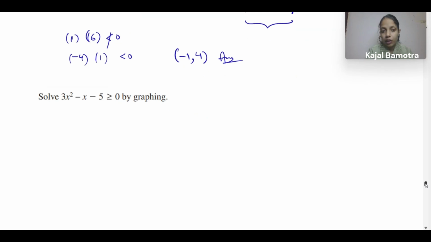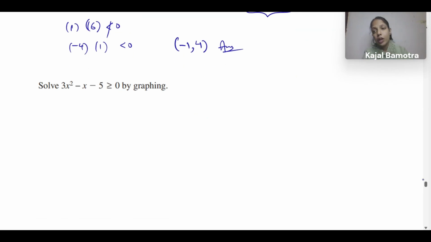Next, solve this by graphing. Solve by graphing means we have to draw the graph and then solve it. All the questions we did before had a coefficient of x that was 1 or negative 1. But here the coefficient is 3, and y is not given. It's just 3x² minus x minus 5 greater than or equal to 0.